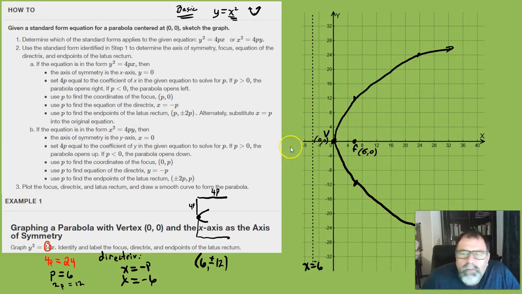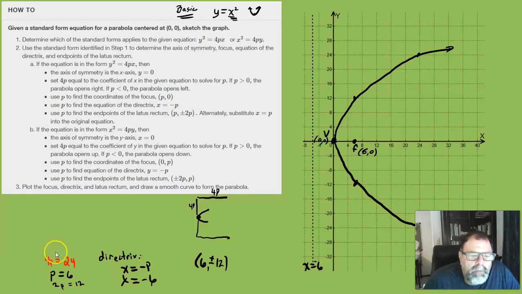So you're going to do that. This is pretty close to the way I actually do it. I kind of do it as I go. So I put in, okay, the vertex is 0, 0. I figure out p is 6. First I figure out which way it's opening. So this is y squared, opening sideways. I set 4p equal to whatever the number is in front of the linear term.